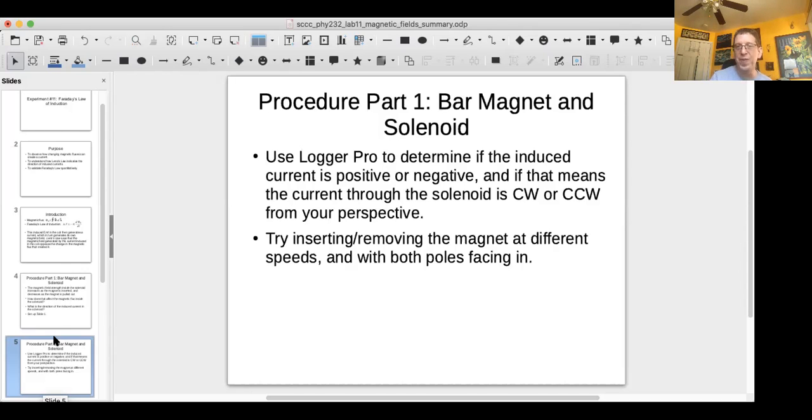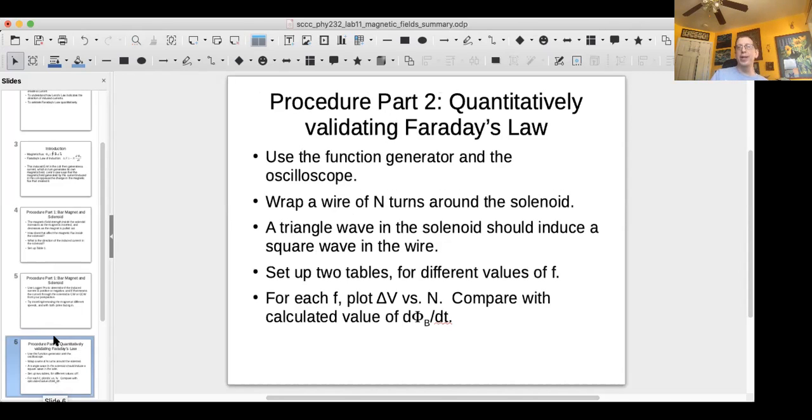And put the North Pole facing in and put the South Pole facing in. How does the direction of the induced current change, and why is it what it is? And again, that goes back to Lenz's law. So that's part one of the experiment.